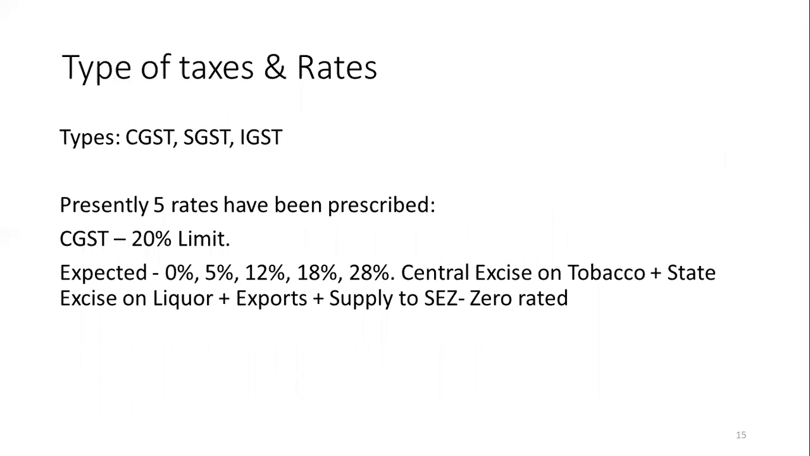I have already told you that the types are CGST, SGST, and IGST. There is one more GST called UTGST, applicable for the Union Territories of India, like Dadra, Daman, and Haveli. Presently, the slabs are exemption, then zero, then five, 12, 18, and 28. There is central excise on tobacco and state excise on liquor; exports and milk are also not applicable for GST. I don't know whether the government will apply a higher slab GST on them in the coming stages or not.